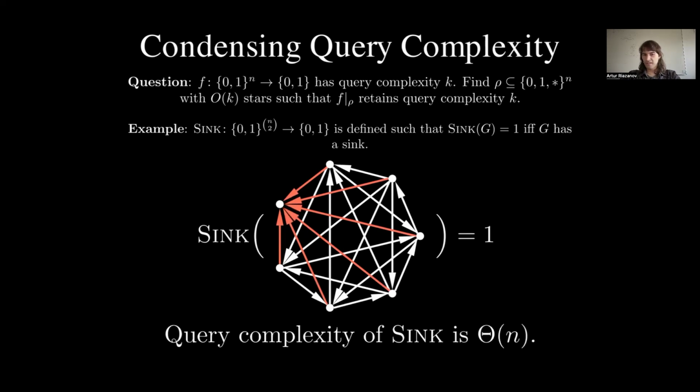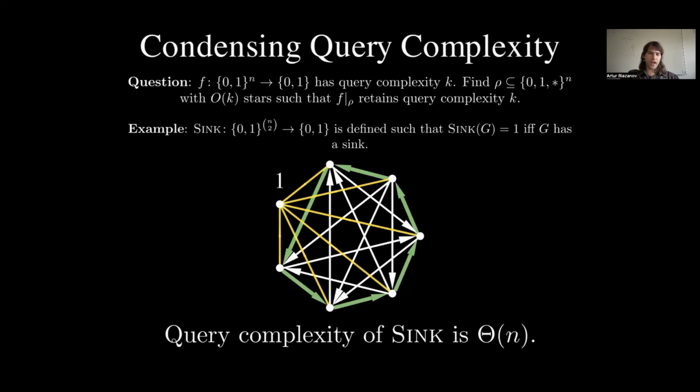So consider a node, say node number 1, and let us restrict all the edges which are not incident to it in such a way that there is a cycle spanning all the nodes except 1. So no node except 1 has a chance to be a sink now. So the restricted function is 1 if and only if node number 1 is a sink, so if all edges which are colored yellow on the screen are directed towards it.